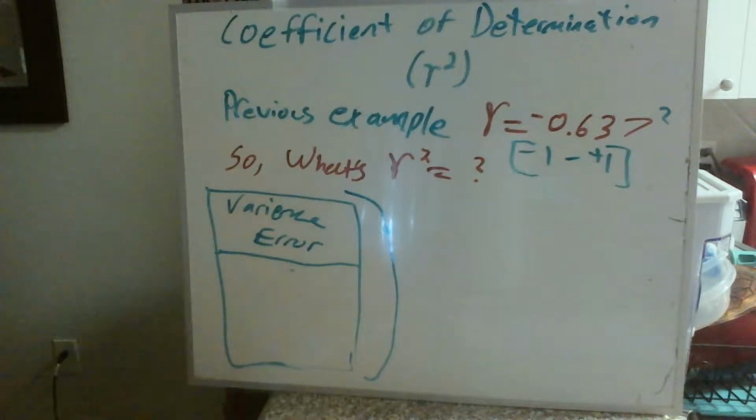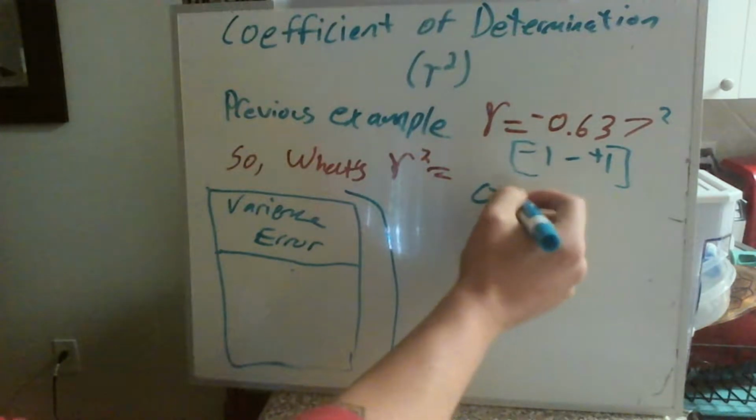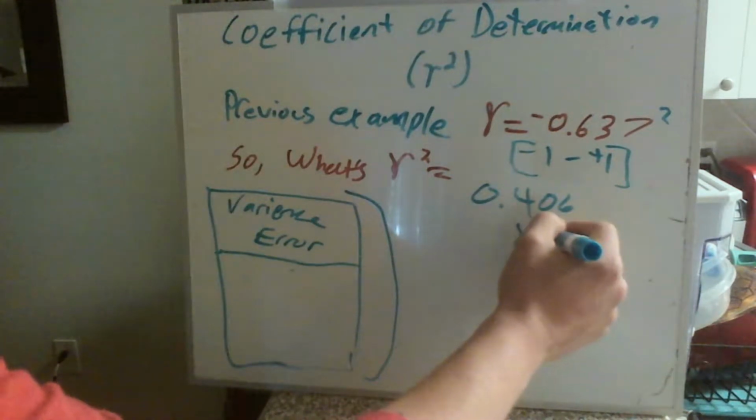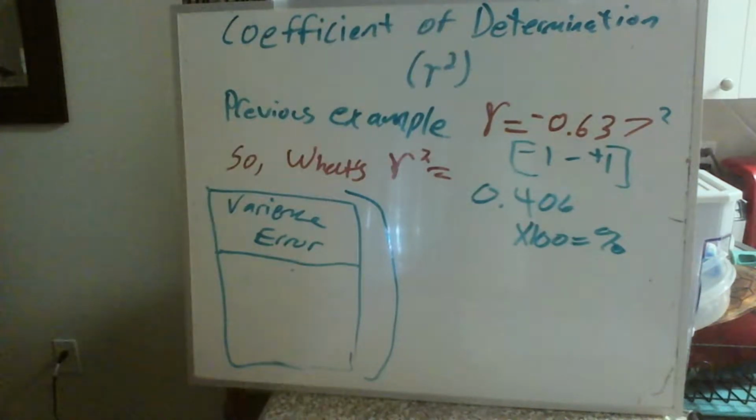So R squared, let me just erase this. R squared was 0.406. Notice every time you square a negative number, it becomes a positive number. So you'll always have a positive number when you have a coefficient of determination. So let's talk about what that truly means. We're looking at 40%, because you always want to multiply this by 100 to get your percent. So you have 40.6%, and that allows us to see how strong this relationship is.